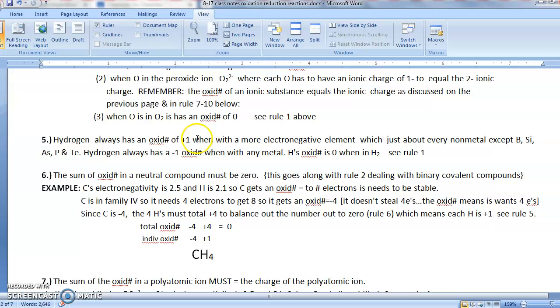Hydrogen usually is a +1 when it's with a more electronegative element. So when hydrogen's with other nonmetals, most other nonmetals are stronger than hydrogen. So it would get a +1. The ones that aren't stronger are boron, silicon, arsenic, phosphorus, and tellurium. So when hydrogen is with those elements, it could potentially have a minus oxidation number. Hydrogen does get a minus oxidation number when it is with any metal. And in that case, hydrogen would end up with a minus oxidation number.